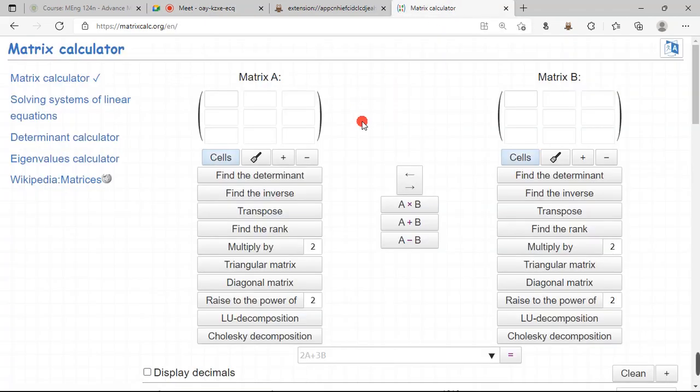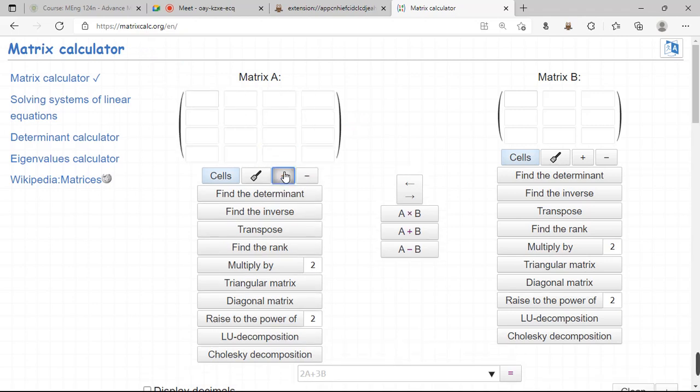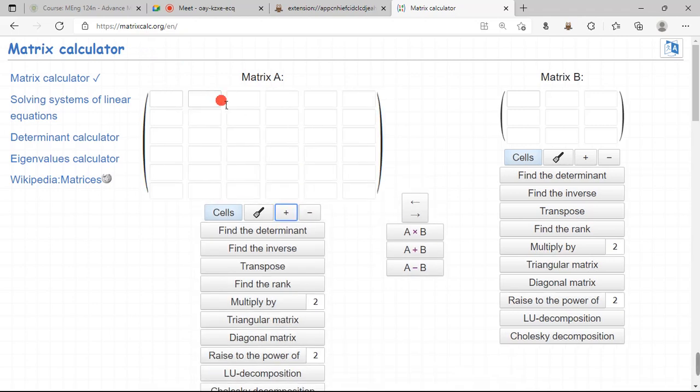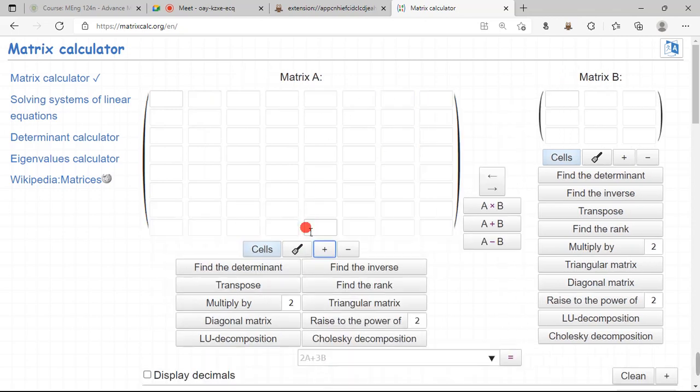So kindly help me input the values of our matrix A. The site is matrixcalc.org. It can take any size of input. So let's have 8 by 8. So 1, 2, 3, 4, 5, 6, 7 and 8. So class, for the first row, what are the values?